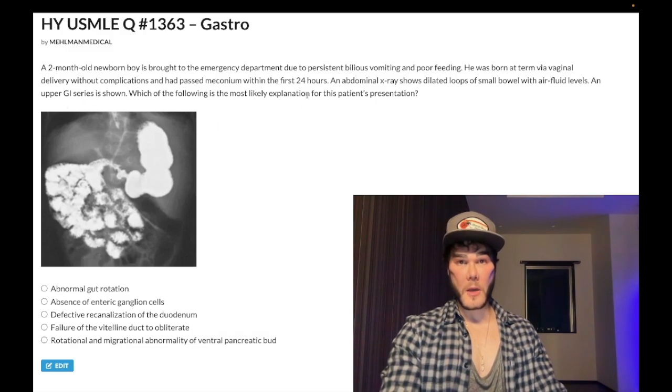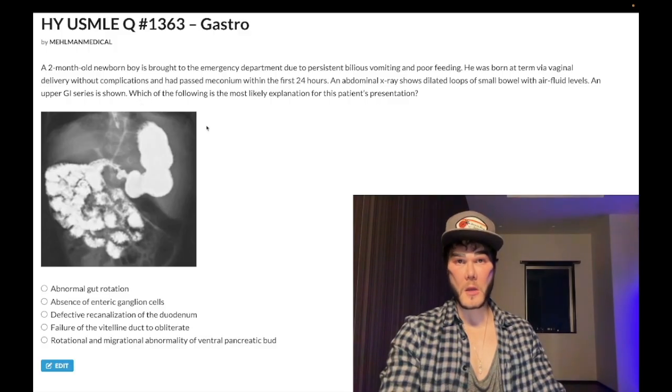What's the most likely explanation for the patient's presentation? Choice A, abnormal gut rotation, correct answer. Diagnosis, congenital midgut volvulus. What is going to go down on USMLE is that they're going to give you a 12-line paragraph. You're going to have no idea what's going on. They're going to tell you in the last line, upper GI series was performed. Answer, midgut volvulus, because we do an upper GI series to diagnose midgut volvulus, and it's not going to show up on USMLE for anything else.